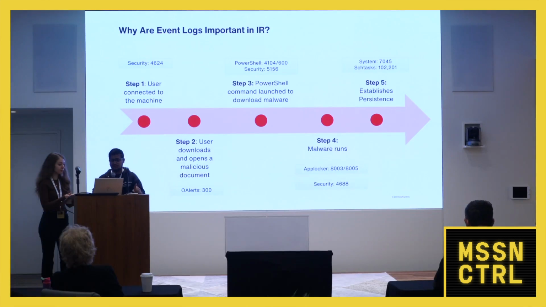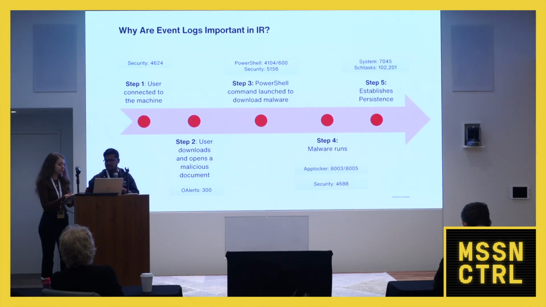Now, we covered all of this. We didn't even talk about event logs because they deserve their own category. I'm not going to go too deep into event logs, but I'll explain the gist of it through a scenario. Common initial access vector: a user connects to a machine, they open a malicious document, PowerShell gets launched, malware runs, persistence is established. All steps 1 through 5 can be tracked in Windows event logs, as long as you have configured it properly.